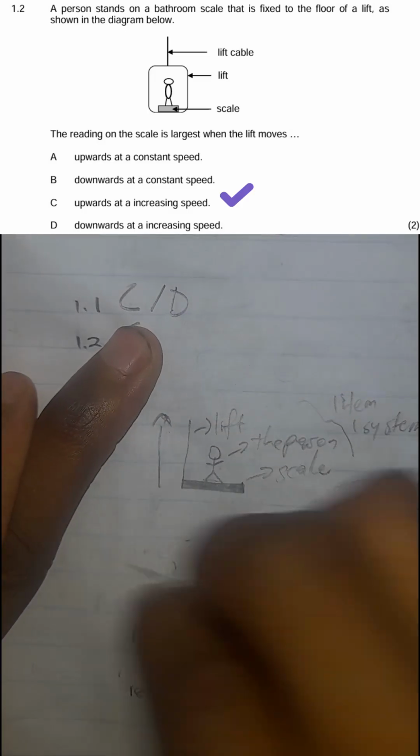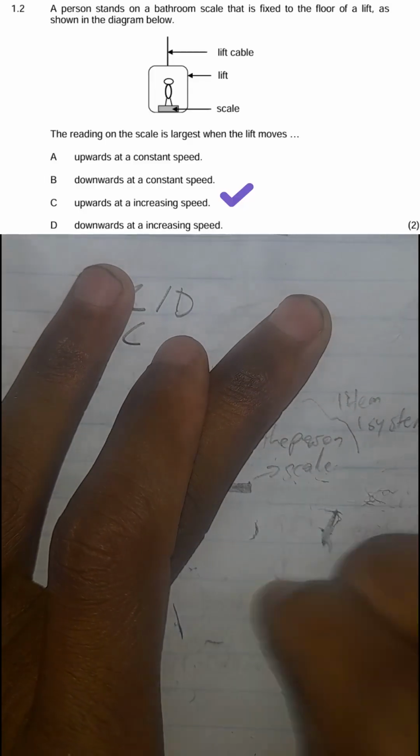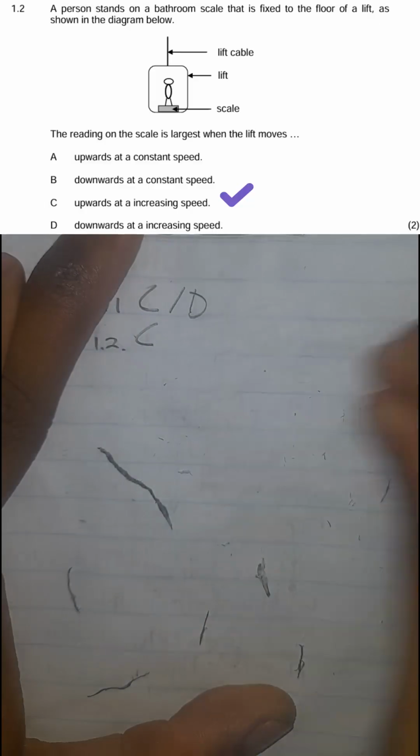Right, let us get to 1.3. The correct answer for 1.2 is C, which says that the largest reading on the scale is going to be when the lift is going up at an increasing speed. Now let us go to 1.3.